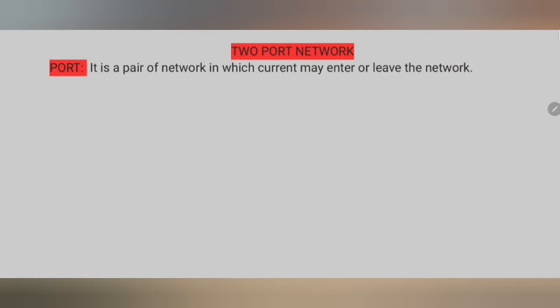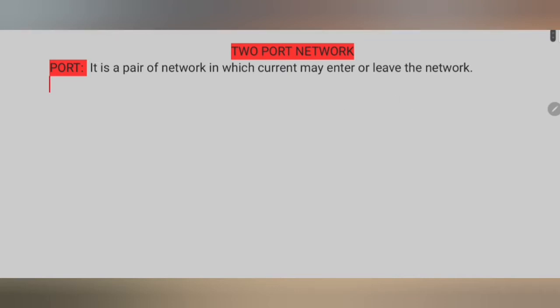So our next chapter is two-port network. So what is a port? It is a pair of terminals of a network in which current may enter or leave the network.